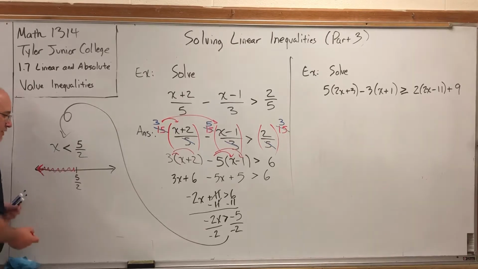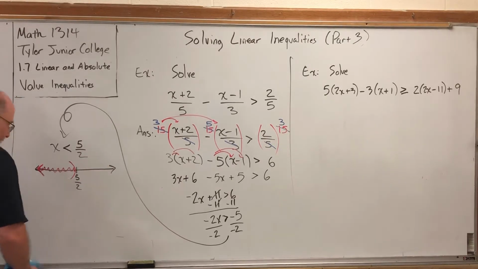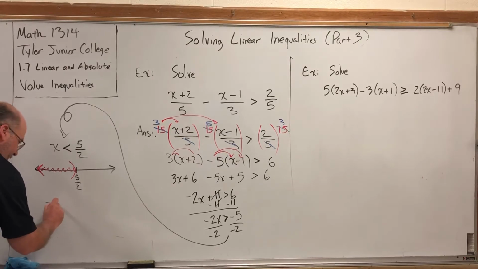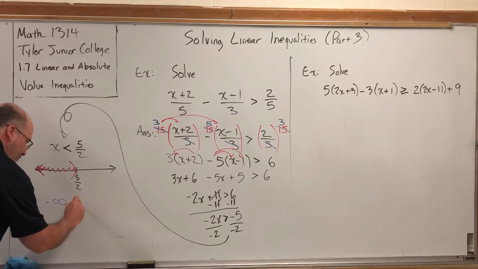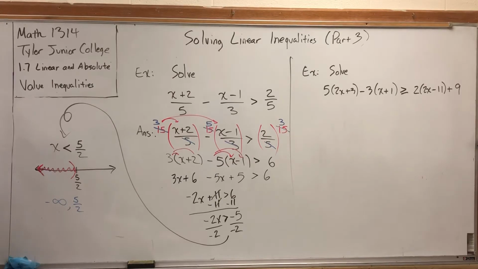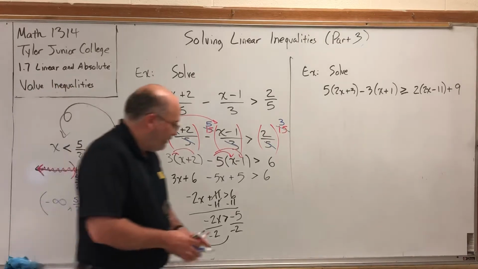So the symbol to write on the 5/2 to indicate that we do not include it is a parenthesis opening towards the shaded part. So what's our interval? From left to right, this is shaded in from negative infinity to 5/2 with a comma in between. The 5/2 has a parenthesis, as already determined, and infinities always get parentheses.